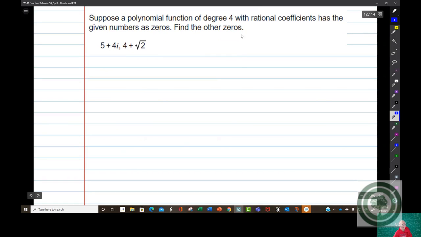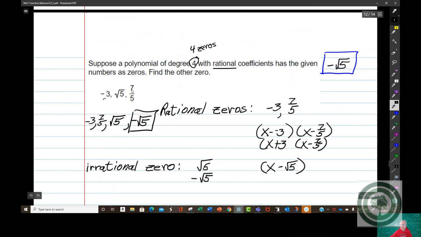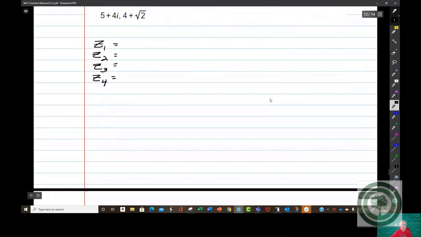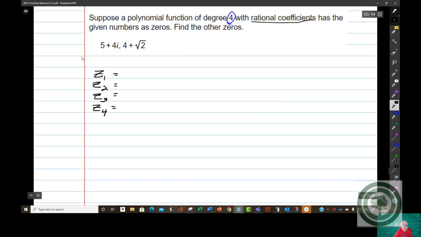Okay, now we have a degree 4 polynomial. It's got to have 4 zeros: Z1, Z2, Z3, and Z4. It's got rational coefficients. That is, in this fourth degree polynomial, the numbers in there are all rational numbers, like that and that, like these two. Nice numbers, nicer numbers. Here we don't have that at all. This is a complex number, and this is an irrational number.